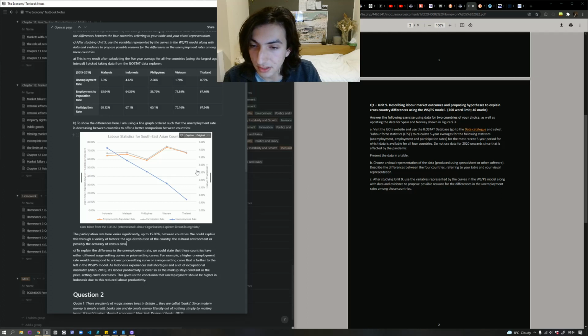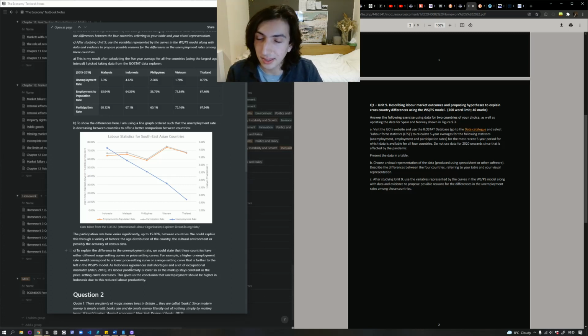You want to describe the main differences here. Now, you want to use the variables represented by the curves along with data and evidence to propose possible reasons for the differences in the unemployment rates. So you specifically want to be using the WSPS model here. You want to be proposing reasons why that's the case. Now, I'm not entirely sure, but we can say that each country has different price setting or wage setting curves.